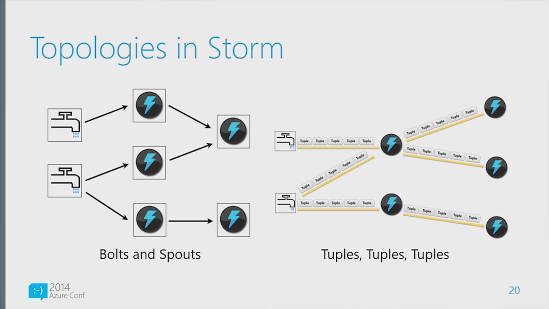So the topology is created from combinations of these spouts and bolts, as you can see, and we can mix and match them into various forms. We can group them together. We can use multiple spouts to ingest data from various sources. So if we wanted to ingest data from Apache Kafka and another, more Azure-friendly source, such as the service bus, we could do that, as you can see.